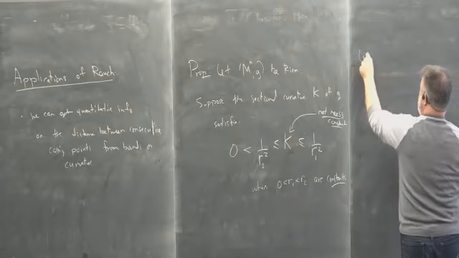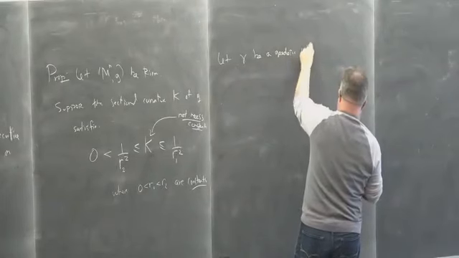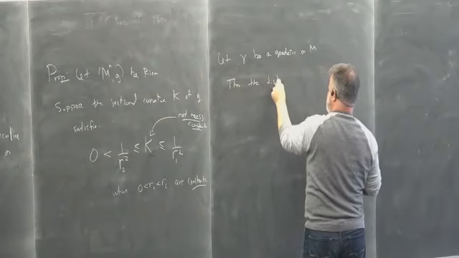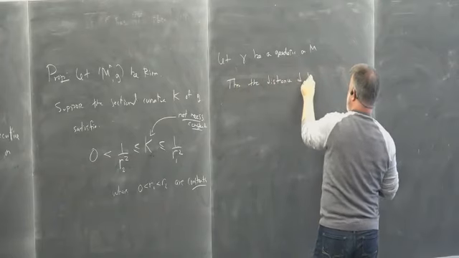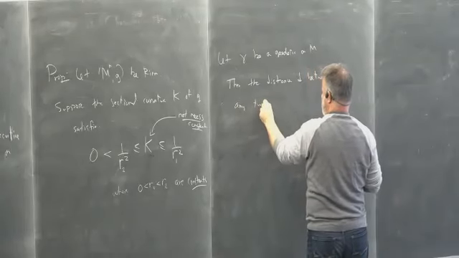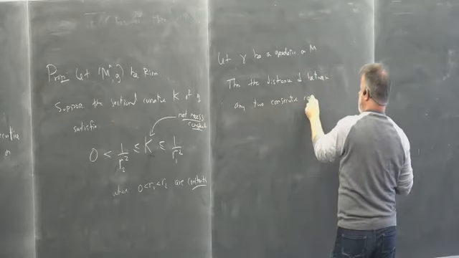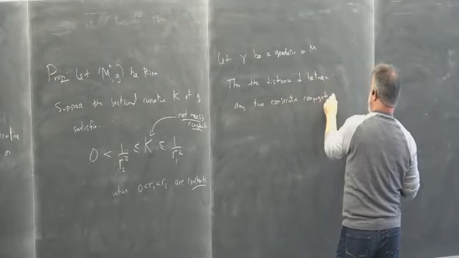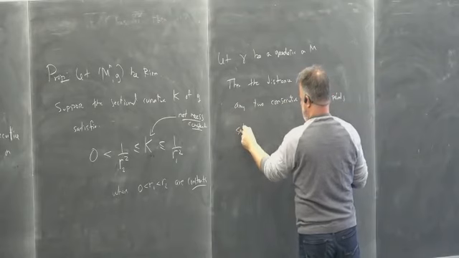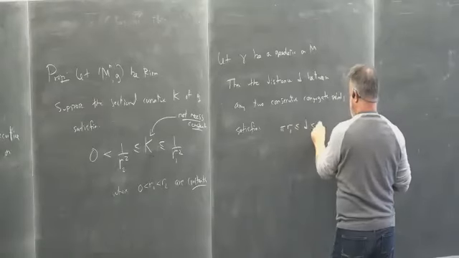And let gamma be a geodesic on M, then the distance d between any two consecutive conjugate points satisfies that it's between pi r1 and pi r2.